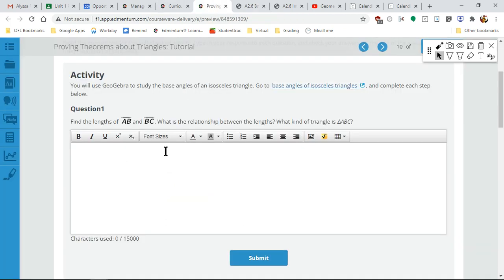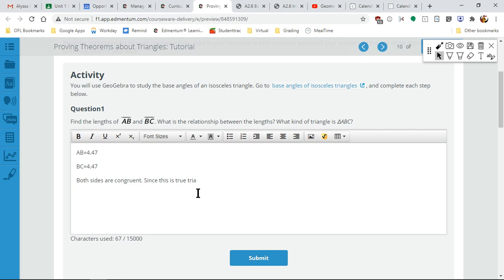So we found out that these are congruent. What is the relationship? What kind of triangle is it? So AB equals 4.57 and BC equals 4.47. And this is asking us two questions. What's the relationship? Both sides are congruent, since this is true.